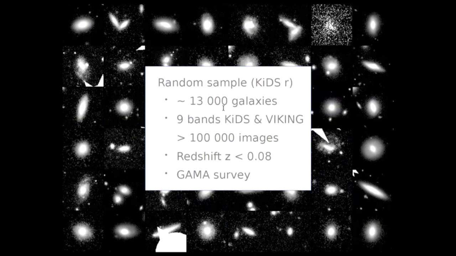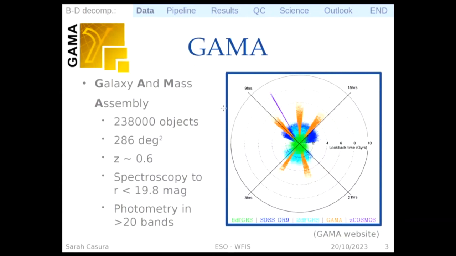All galaxies are at a redshift of less than 0.08, so they're relatively nearby, and they're selected from the Gamma survey. Just a very quick slide on the Gamma survey. It's popped up every here and then during the week, but in case not everybody knows, Gamma is a spectroscopic survey at heart that is sort of intermediate in terms of width and depth.